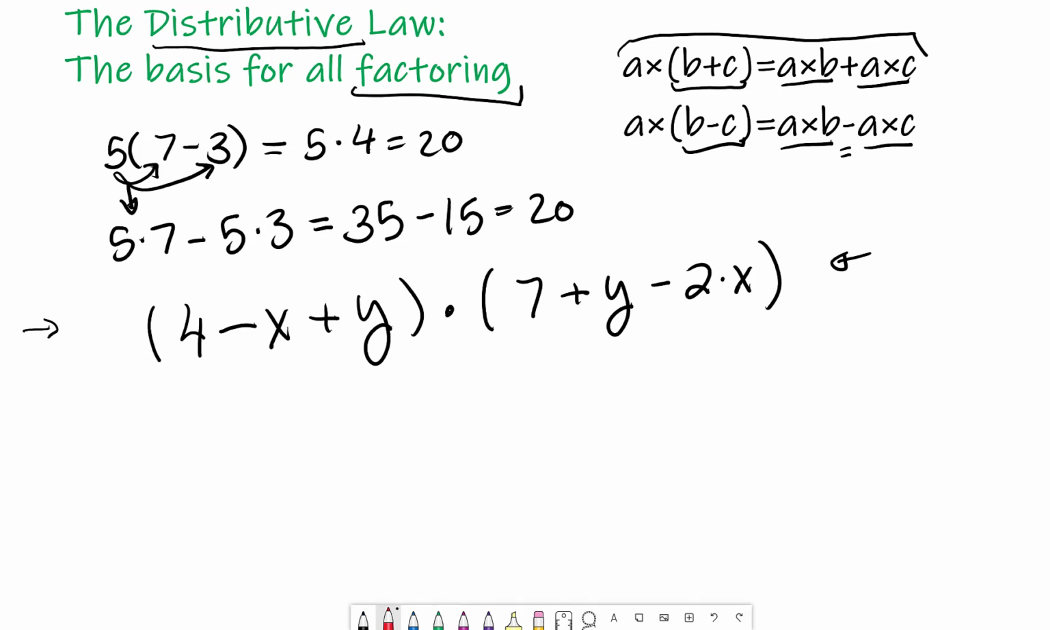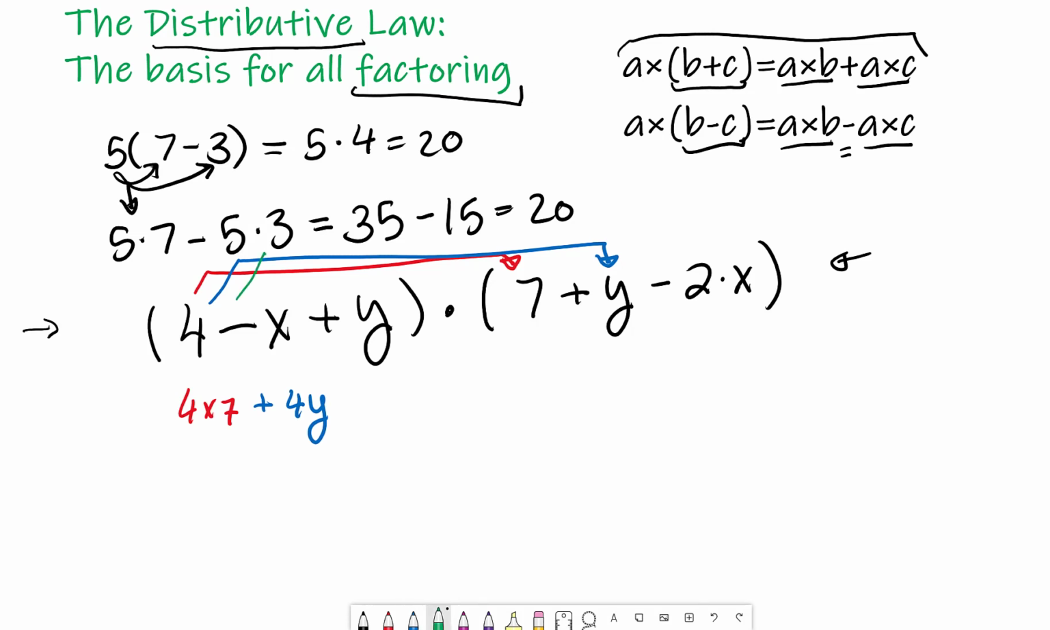So starting with this 4, we're going to do 4 times 7, right? 4 times 7. Let's do the next number in blue. We'll do 4 times y. They're both positive, so we can use plus. And then finally in green we have 4 times negative 2 times x. So we have minus 4 times 2 times x. Okay, those are our first 3 terms.